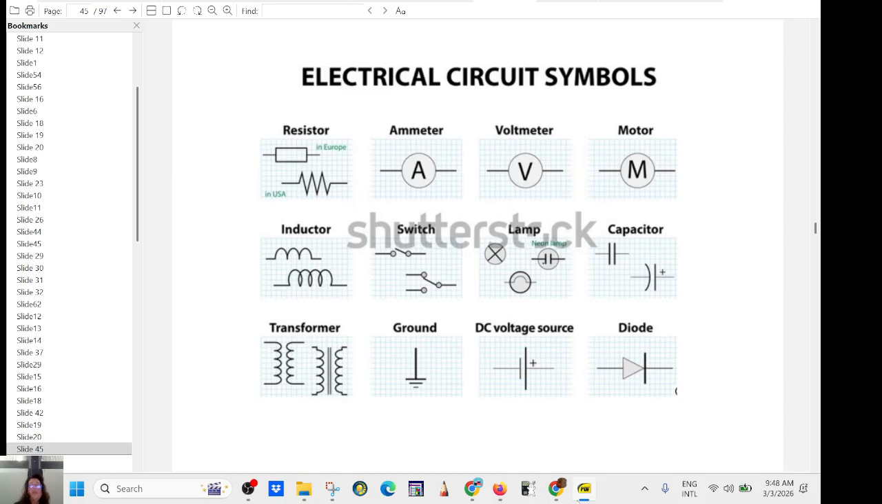Okay. So these are electrical circuit symbols. That's a resistor, an ammeter to measure the current, a voltmeter across. Inductor, it's just a coil, a solenoid. Transformer. That will be the ground, I'm going to use that. That's a diode, that's a capacitor, that's a lamp. Obviously, that's a switch.